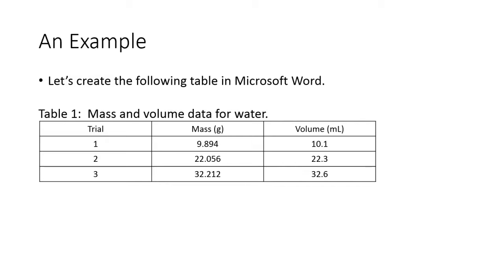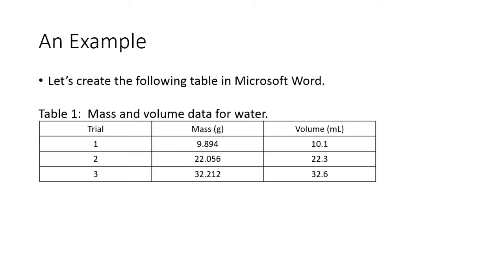A couple of important features of this table before we move to Microsoft Word to create it. First, notice the table has a heading, Table 1, the mass and volume data for water. Second, notice that the table has 3 columns. And finally, notice that the table has 4 rows. These are critical elements when we begin to create the table in Microsoft Word.